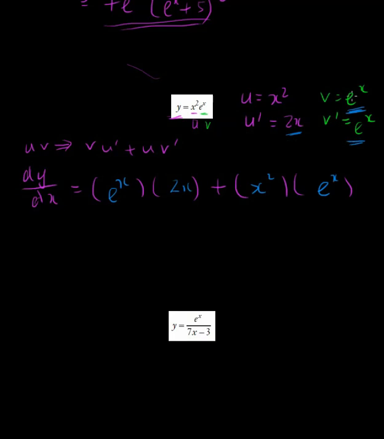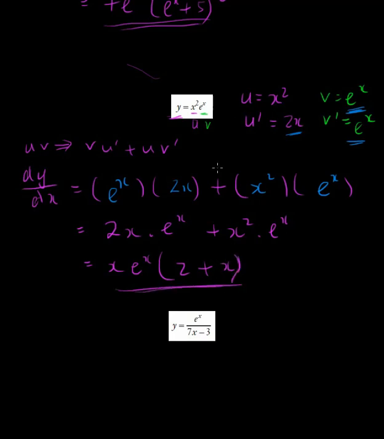Remember v dash is e^x. These two are the same, they're both e^x, but this one is the derivative of this one. So you just multiply them and put them together. This becomes 2x e^x plus x squared times e^x. Now you can factorize that. You can see that x is common as well as e^x, so you can take that out, and this is x times (2 plus x).